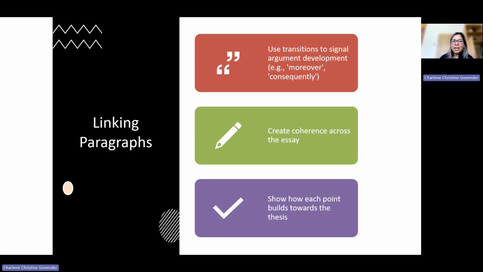So you may have used simple connectors like however or moreover. I would suggest going over to the academic word list, have a look at those words and incorporate some of those words in your writing, okay? So you want to make sure you are focusing on coherence across the essay, and you want to show how each point builds towards the thesis.